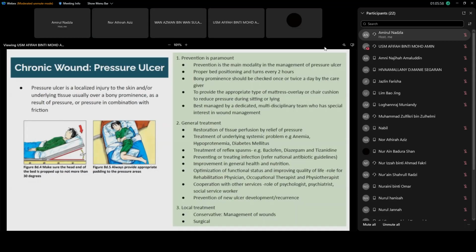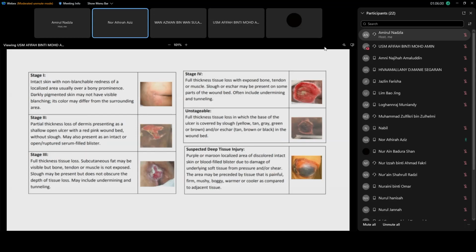Okay, so these are the stagings of the pressure ulcer. So the first stage is intact skin with non-blanchable redness of the localized area, usually over a bony prominence. Okay. In stage 2, there is partial thickness loss of dermis, presenting as a shallow open ulcer with a red pink wound bed without slough.